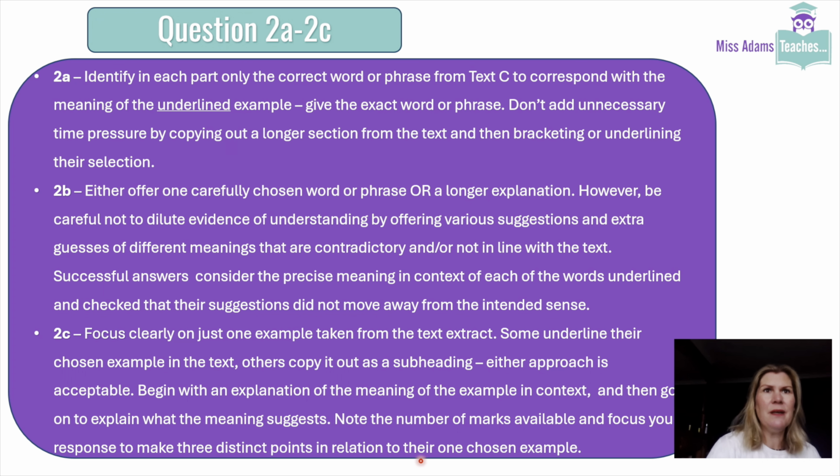It's not a PEA paragraph, yeah? So you might, for example, start with an explanation of the meaning of the example in the context that it's in, and then you're going to give a more detailed explanation about what that meaning suggests. But try and very clearly write 3 distinct points. Almost think to yourself, 3 distinct sentences.